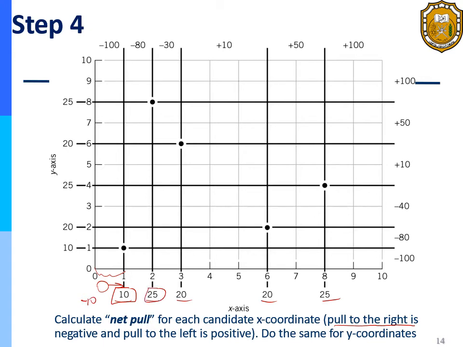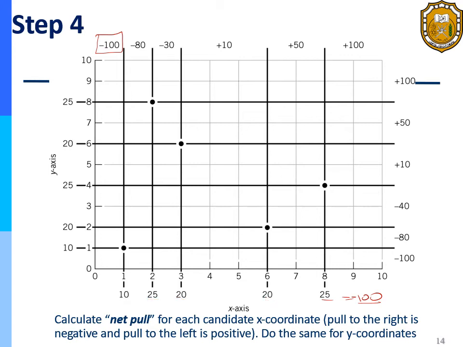This one also pulls it to the right, and since it is right, again it is negative. Then this one tries to pull it towards right, and it is negative therefore. So what do we do? We add up all these weights that are pulling to the right. So 10, 25, 20, 20, 25, when you add them up, it makes 100. And since it is pulling to the right, it is minus 100. And we write that value at the top of that column, minus 100.